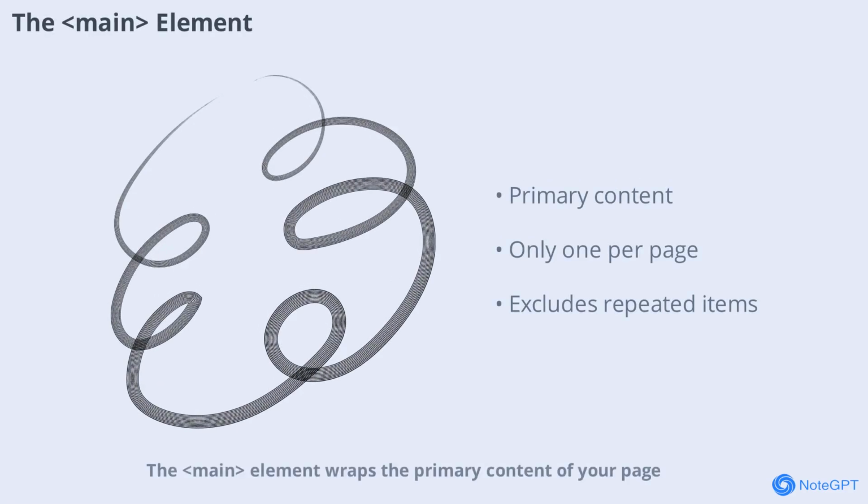The main element wraps the primary content of your page. There should only be one main per page, and it should not include content that's repeated across pages, like navigation or footers. This helps users and assistive technologies focus on what's most important.